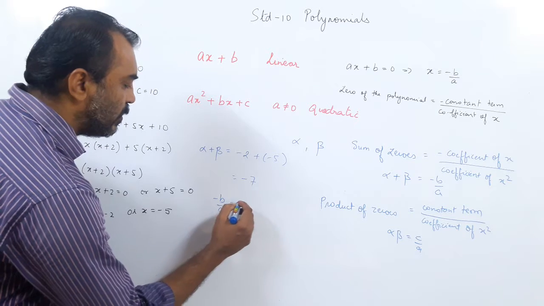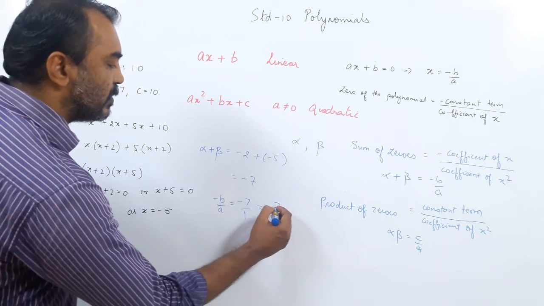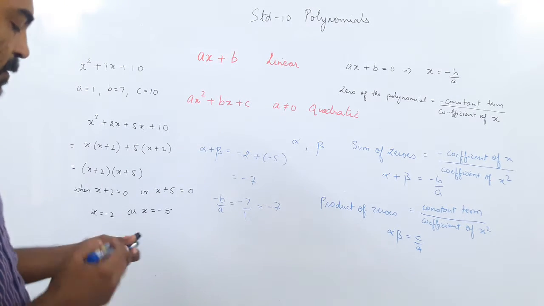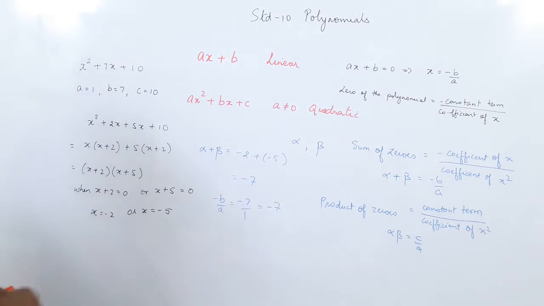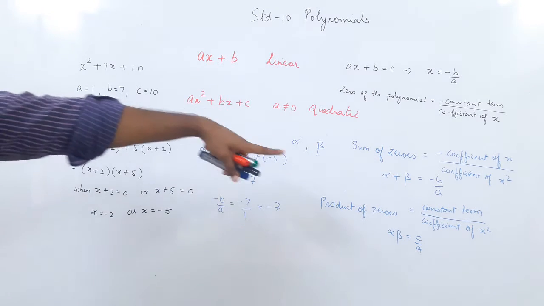Minus b by a is minus b, which is minus 7, since a is 1. So here we got alpha plus beta is equal to minus b by a. What I have done will always be true, but here we are verifying. What has this sum asked? This is a quadratic equation. Find the roots and verify this.